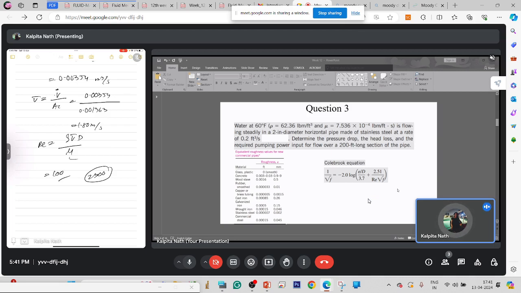So you can either use Moody's chart or you can use the Colebrook equation to find the friction factor from the Reynolds number and epsilon by d. So you solve this, take 2 minutes to solve this, and then we'll proceed with the solution.